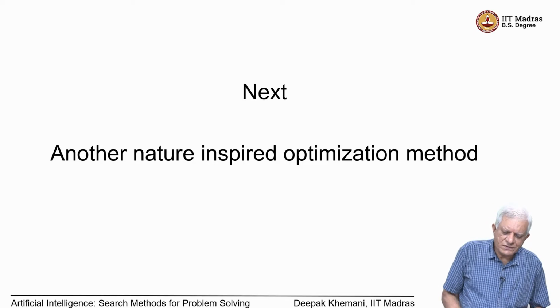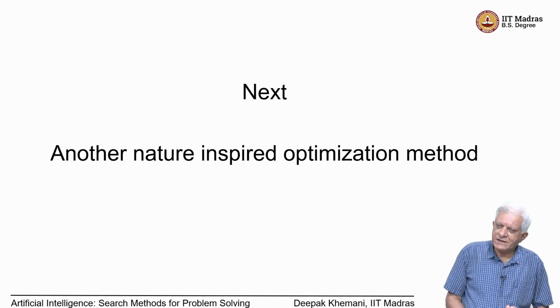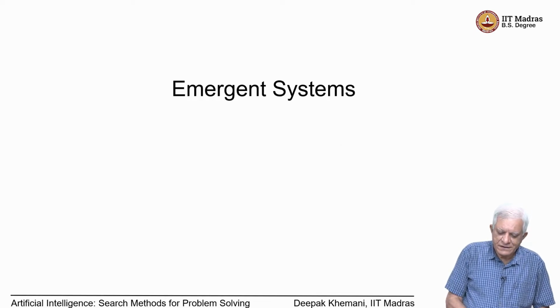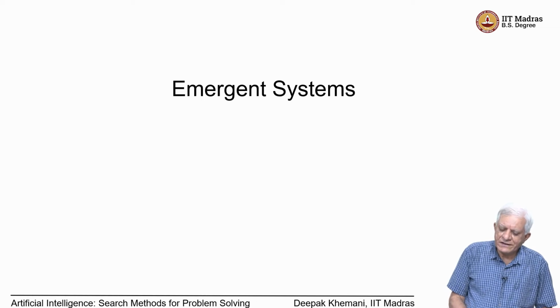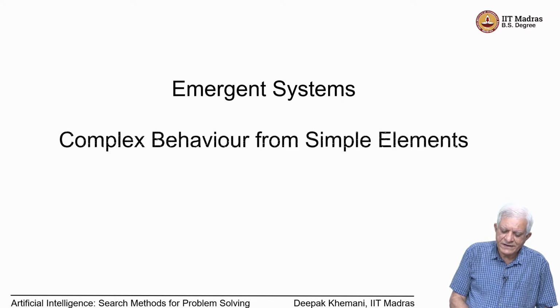So, let us move on to another nature inspired optimization method. Before that, we look at this notion of what are known as emergent systems, which basically say how complex behavior emerges from simple elements. We will see some examples here.